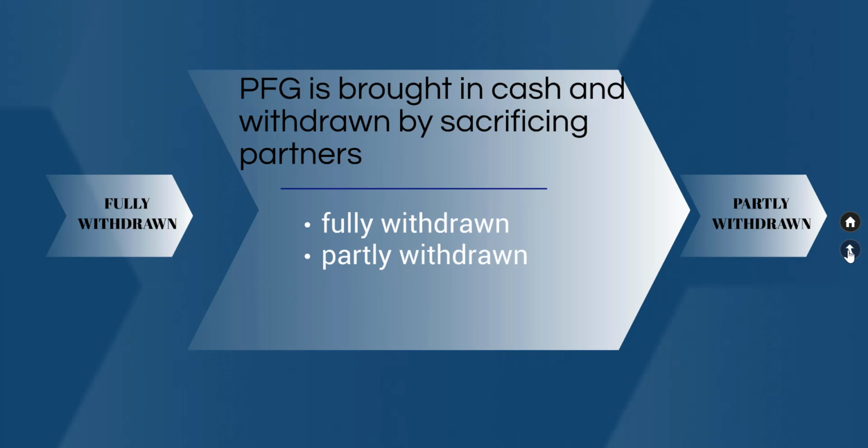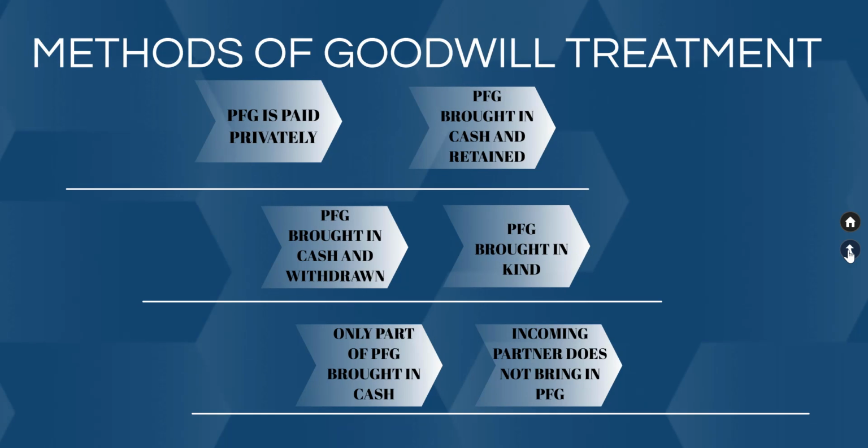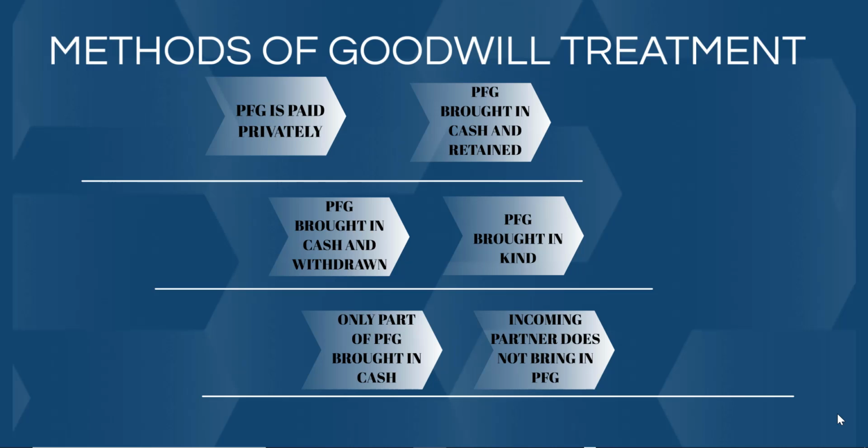So we saw the journal entries when the premium for goodwill is brought in cash and is withdrawn by the sacrificing partners, whether fully or partly. The fourth method, when premium for goodwill is brought in kind. So in this case, the incoming partner brings in premium for goodwill in a form which is other than cash.